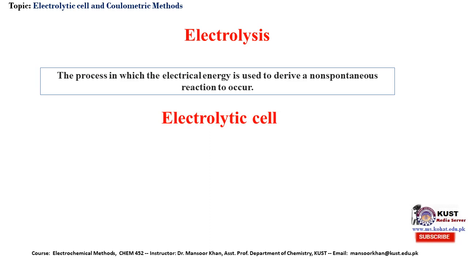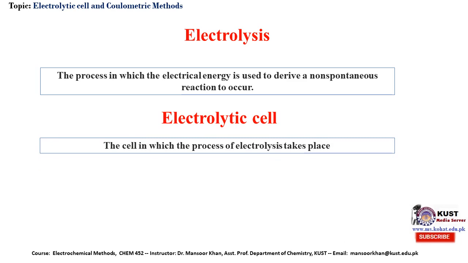After understanding the process of electrolysis, to know about the electrolytic cell is of immense importance because it is the backbone of coulometric methods. In coulometric methods we will use an electrolytic cell to detect the quantity of the analyte. So what is an electrolytic cell? The cell, the container in which the electrolysis takes place, is called an electrolytic cell.